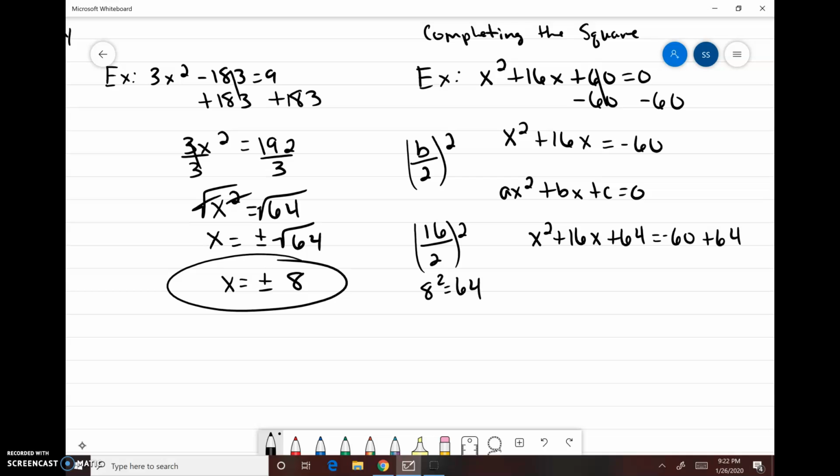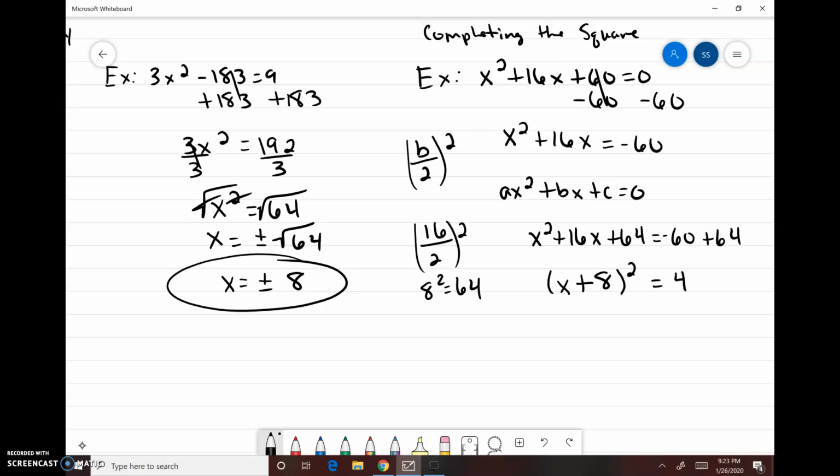Now, if we think back to factoring, this left side, once we've added that 64, we should have created a perfect square trinomial. And so we can actually now take this trinomial and factor it into a binomial of x plus 8 squared. All right, and if we were to multiply that out to check it, we would see it would take us back to that previous trinomial. And then on the right side, negative 60 plus 64, well, that is positive 4. So that is completing the square.